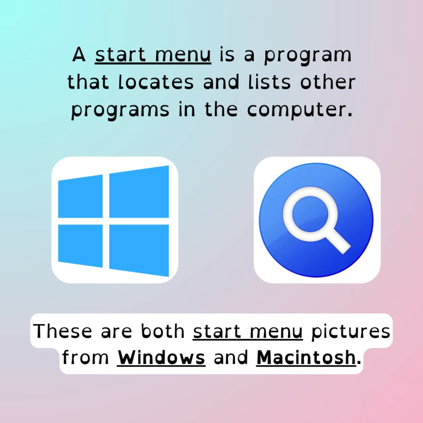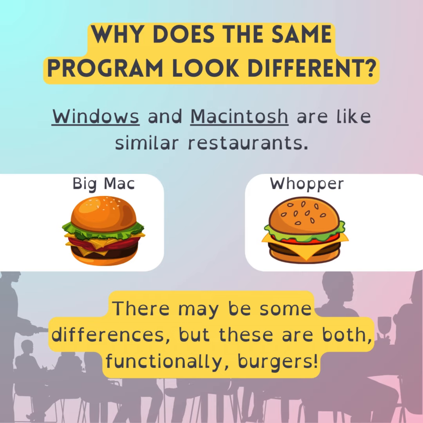A start menu is a program that locates and lists other programs in the computer. These are both start menu pictures from Windows and Macintosh. Why does the same program look different? Windows and Macintosh are like similar restaurants. Like the difference between a Big Mac and a Whopper. There may be some differences, but these are both, functionally, burgers.